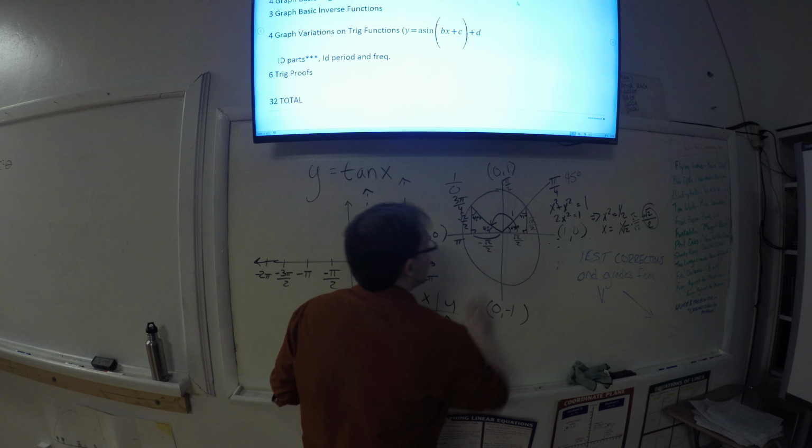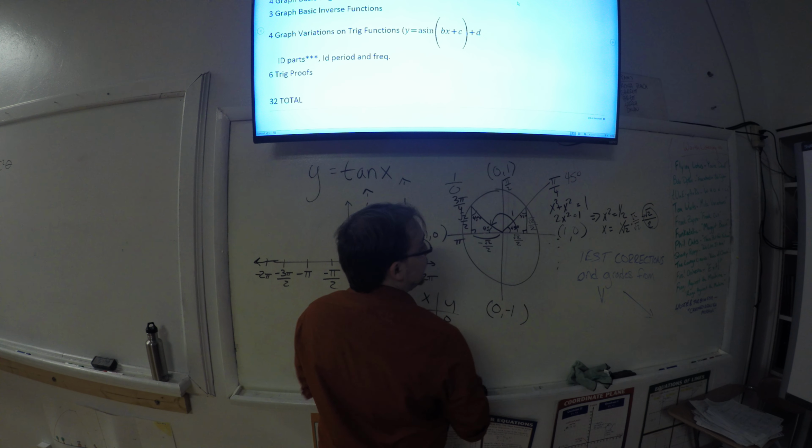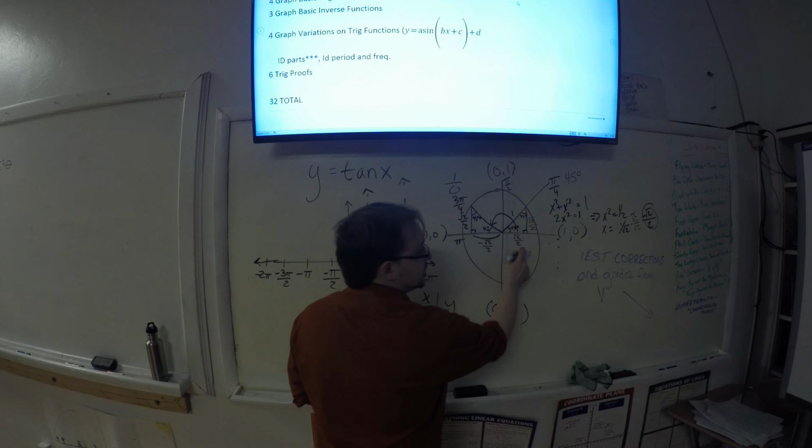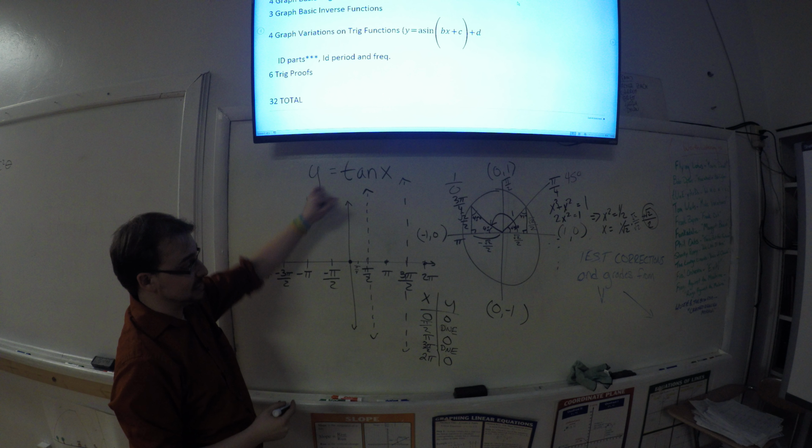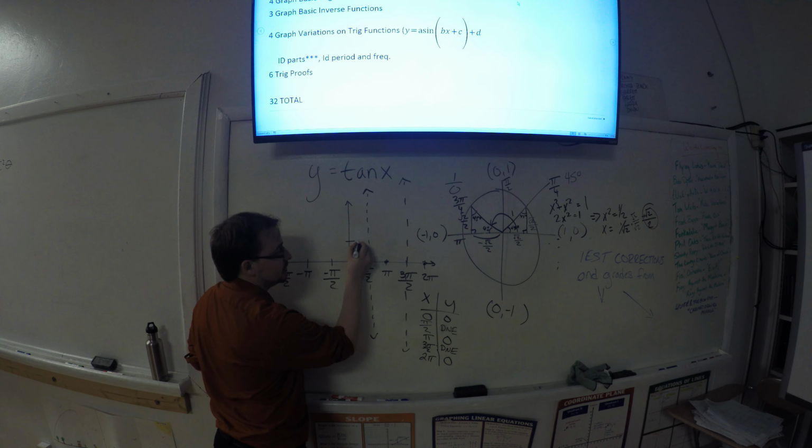Cool. So, using this guy, because this is the guy we were talking about, right? It's our y over our x. Our y is this, our x is that. Same number over the same number is 1. So, the tangent of pi over 4 is 1.